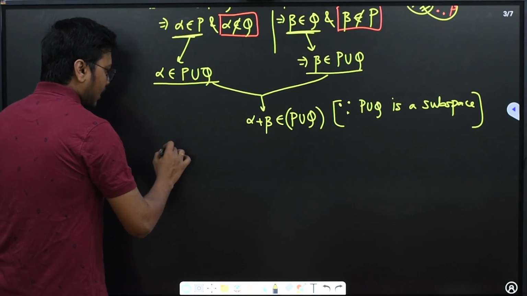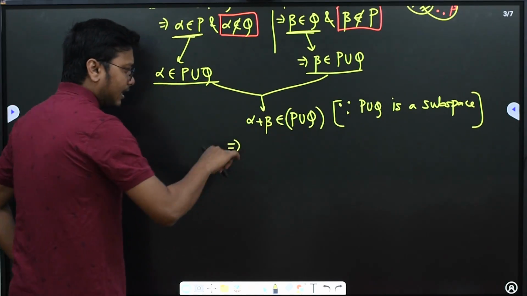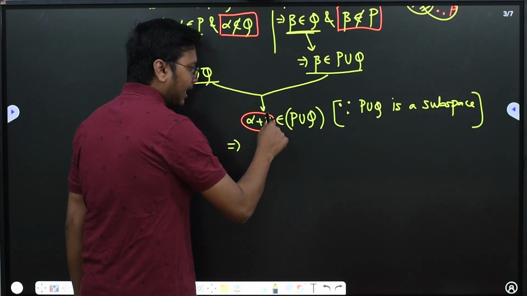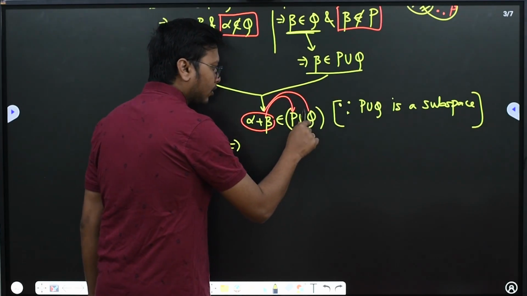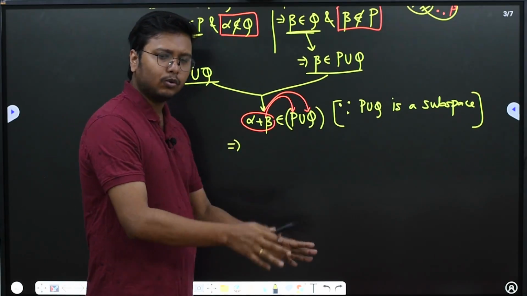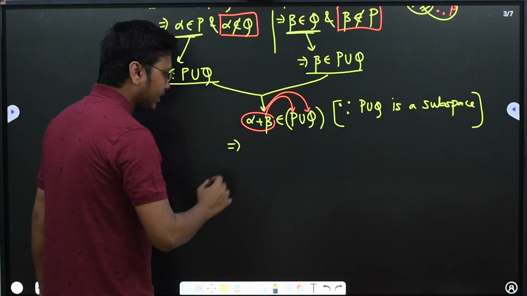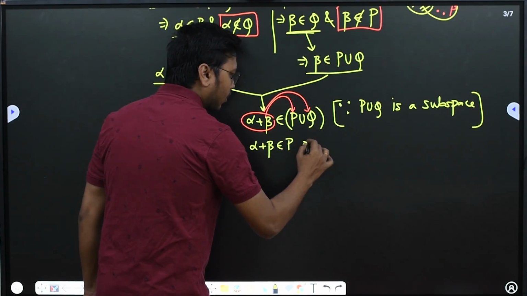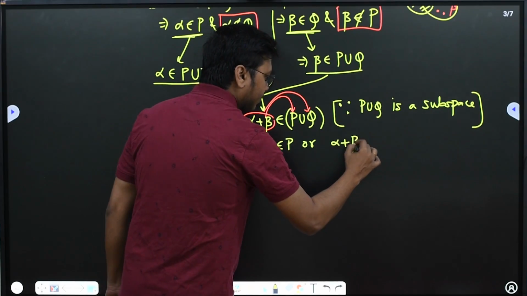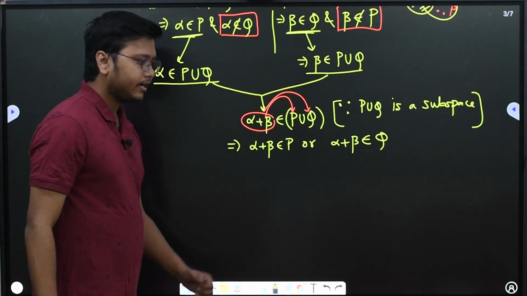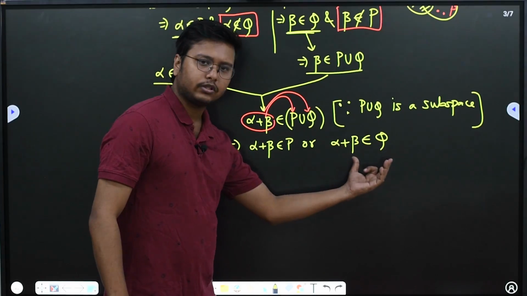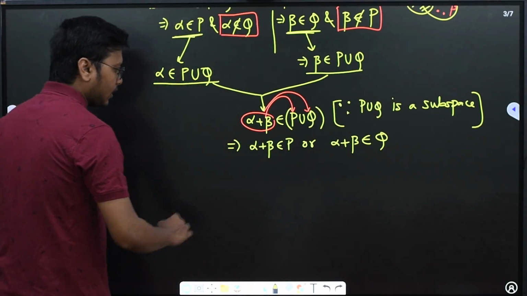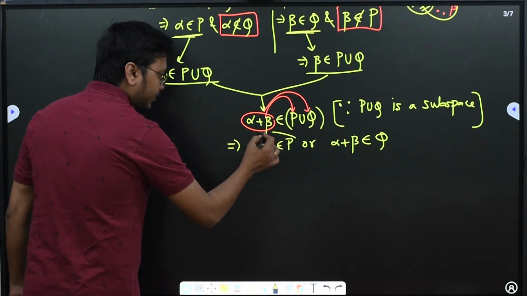From this I can break it up and say that alpha plus beta either belongs to the P set or belongs to the Q set, or it may belong to both the sets, but we are not very much interested in that. So let's say that alpha plus beta belongs to P or alpha plus beta belongs to Q, right? So either it belongs to the P set or it belongs to the Q set, it may belong to both the sets also, does not matter. Okay. Now let me work with this part.